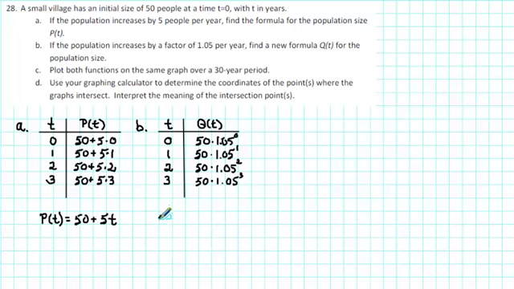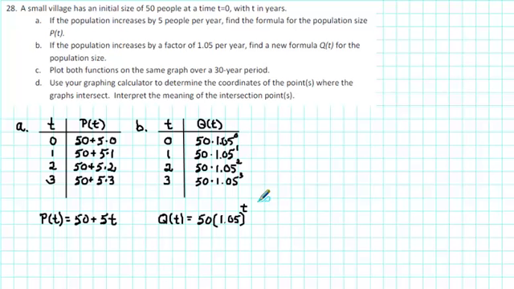So Q of t is equal to the initial population 50 multiplied by 1.05, that's the growth factor, raised to the power of t, the number of years that have gone by.